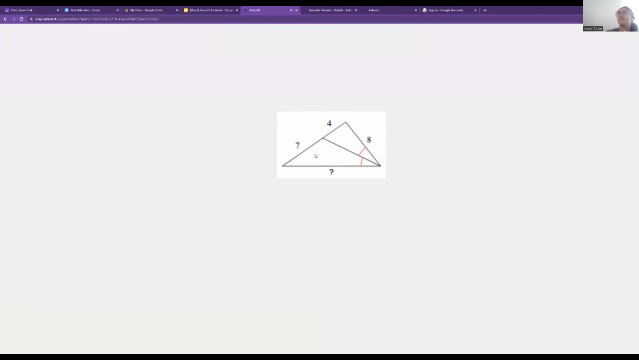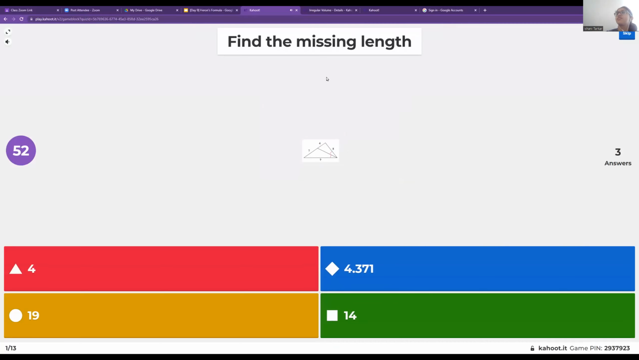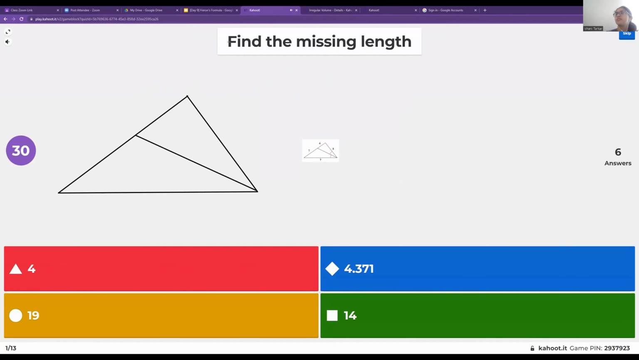Okay, so this is a really tiny image, but essentially find the missing link if, this is the diagram. You have 5 seconds left.